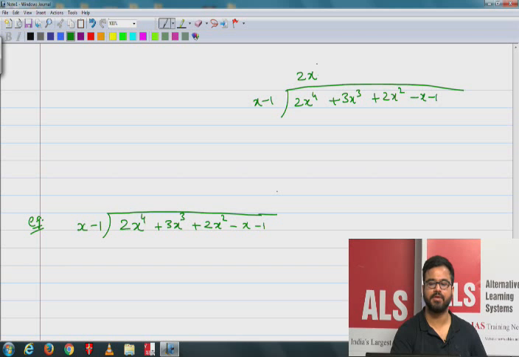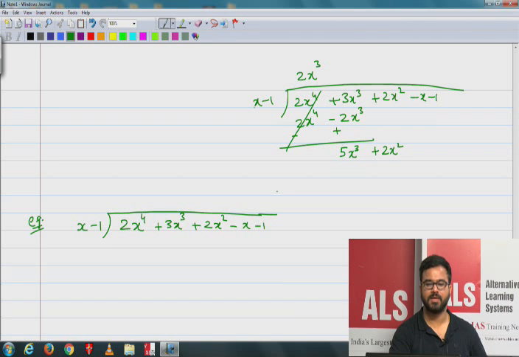So first we will multiply by 2x cube. So we'll get 2x4, then minus 2x cube, subtracting. This will be minus, this will be plus, it will get cancelled out. So 3 plus 2, that will become 5x cube, copying down this 2x square.